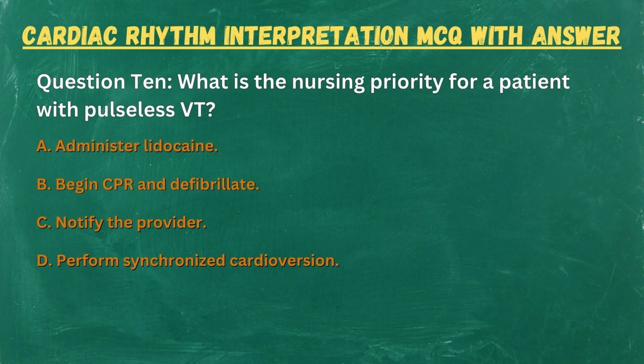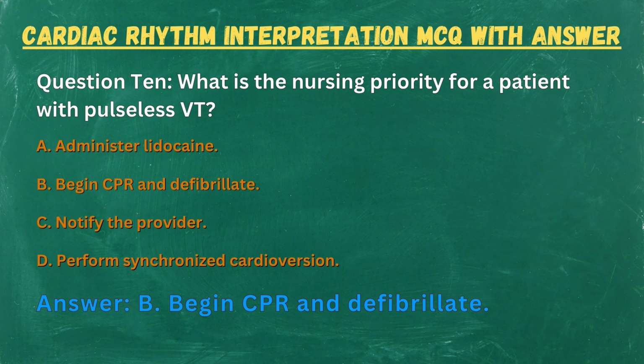Question 10. What is the nursing priority for a patient with pulseless VT? A. Administer lidocaine. B. Begin CPR and defibrillate. C. Notify the provider. D. Perform synchronized cardioversion. Answer: B. Begin CPR and defibrillate.